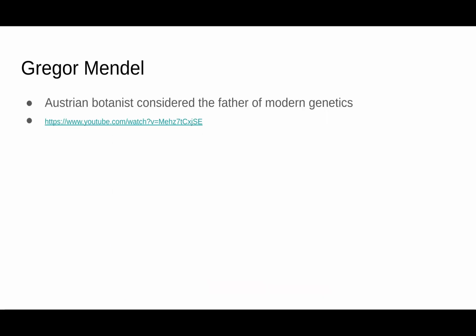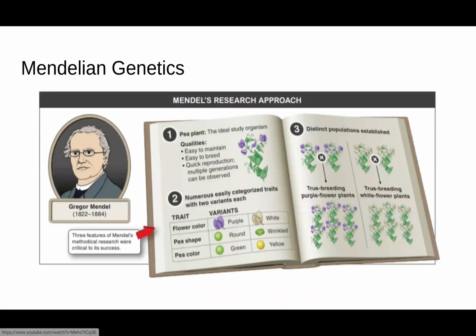This concept of heredity, genotypes, and phenotypes all started with Gregor Mendel, an Austrian botanist who's typically considered the father of modern genetics. Here's a nice YouTube video about Gregor Mendel's life. But Gregor Mendel, like most scientists, did not work with a particularly exciting organism to understand genetics and heredity. Mendel worked with pea plants. The reason unspectacular organisms are good for science is that they have really good properties.